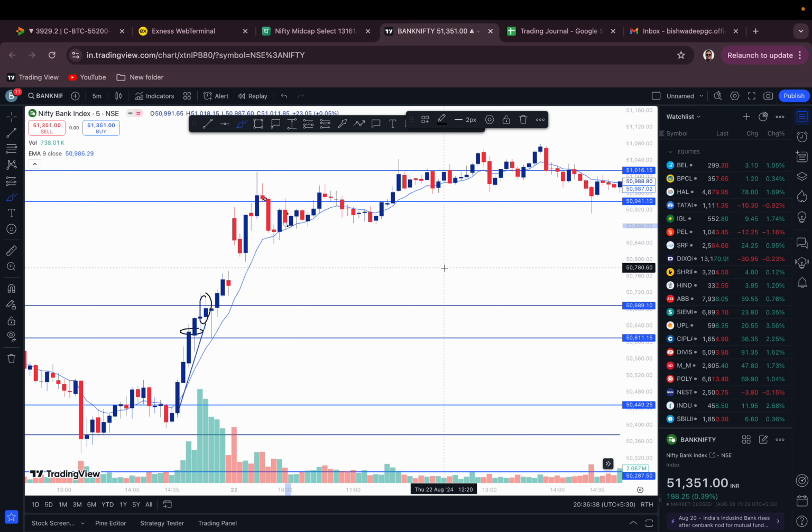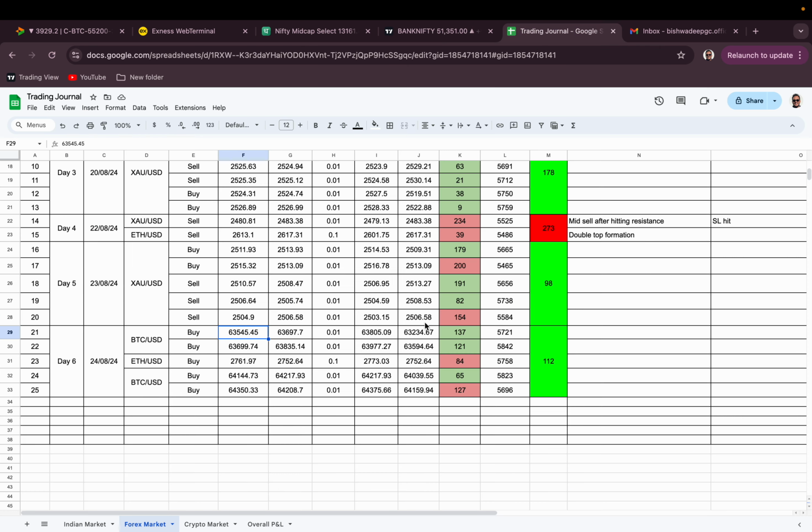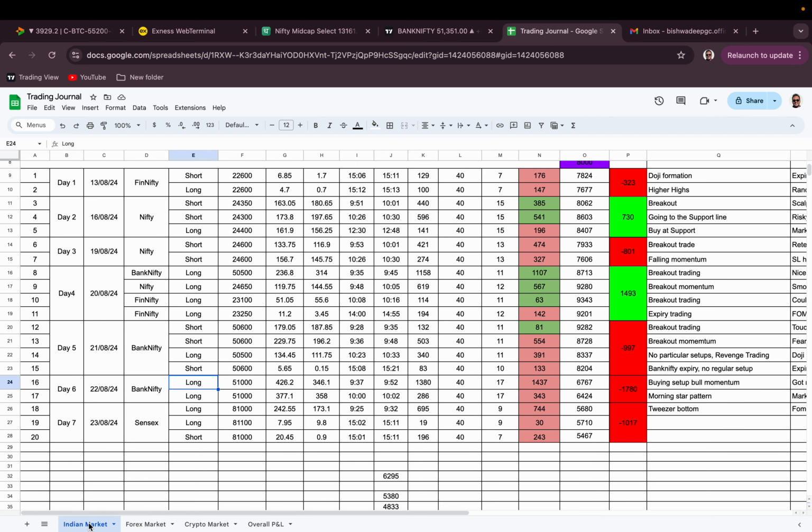So today is day 6 of my trading challenge of making 10 lakhs from 20,000 rupees. This is my day 6 overall. You can see there has been a huge loss of 1,780, and I must tell you the reason why I took the trades, and let's analyze these trades that I took in the Bank Nifty indices.